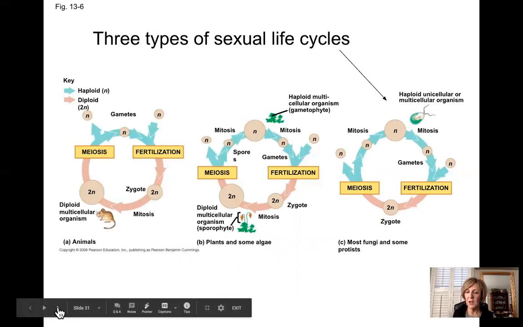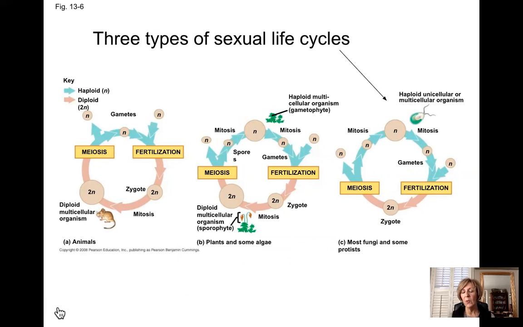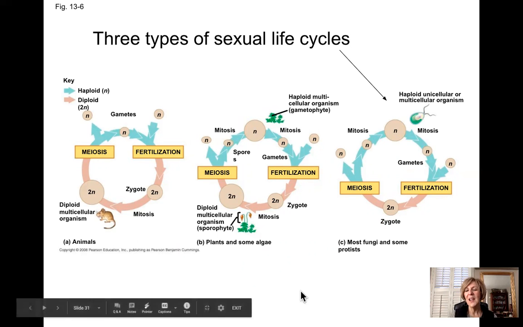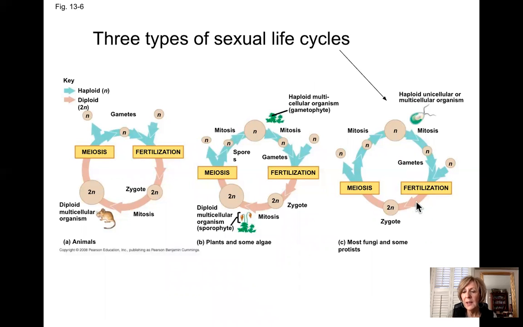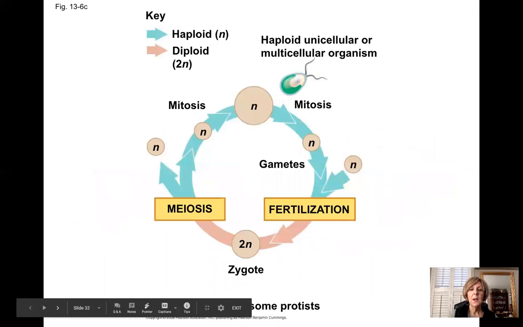So the third sexual life cycle I want to talk about is the really weird guys. They're not weird, it's just different from us. Most fungi and some protists. What they do, I can see right away, is they only have a very small part of their life cycle where they're 2N. The great majority of their life cycle, they're in the N condition, and they go through mitosis of their N condition. So let's go to fertilization first, okay?